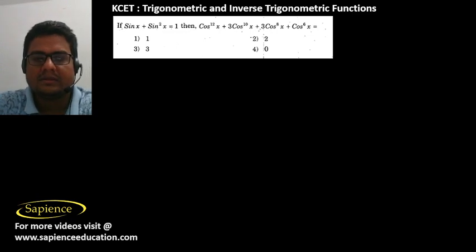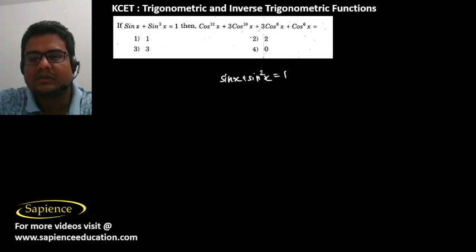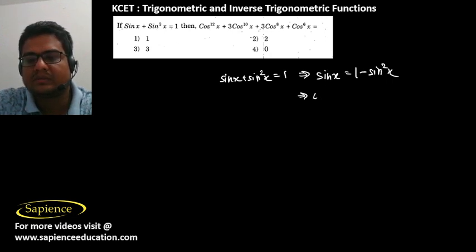Then in this third question it is told that if sine x plus sine square x is equal to 1, then we have to find the value of this expression. So this we can write sine x is equal to 1 minus sine square x. So 1 minus sine square x is cos square x. So it means cos square x is equal to sine x.